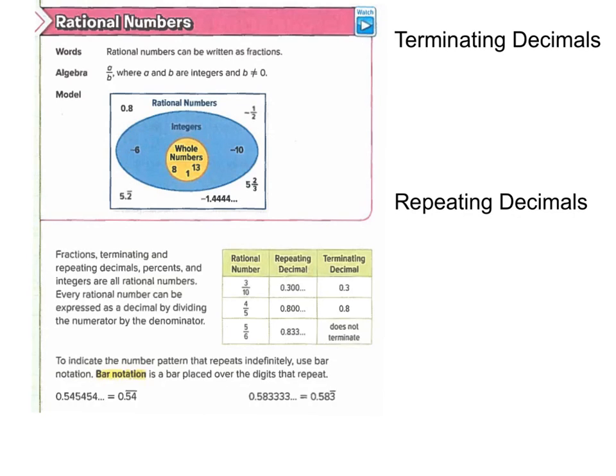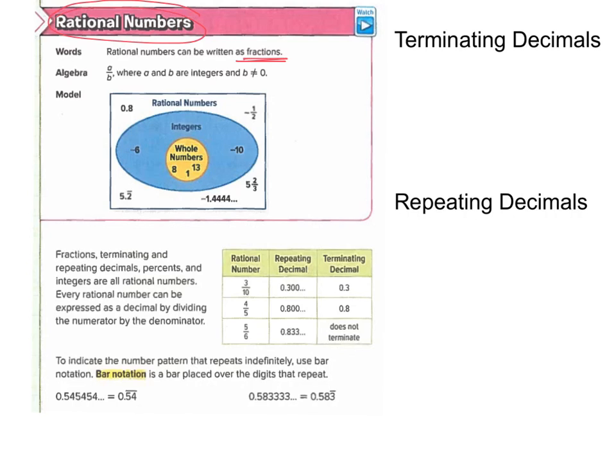This video is on terminating and repeating decimals. Terminating and repeating decimals are two types of rational numbers. Rational numbers are a group of numbers, including whole numbers, integers, and most of our decimals and fractions. The key is a rational number is something that can be written as a fraction, which we're going to talk about a little bit today. As long as you can write the number as a fraction, it's considered a rational number.